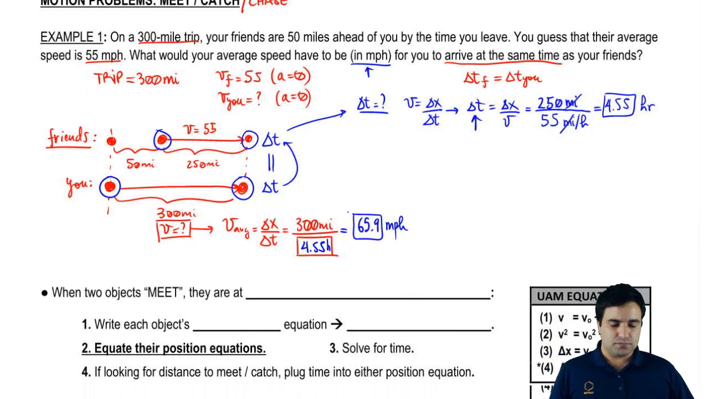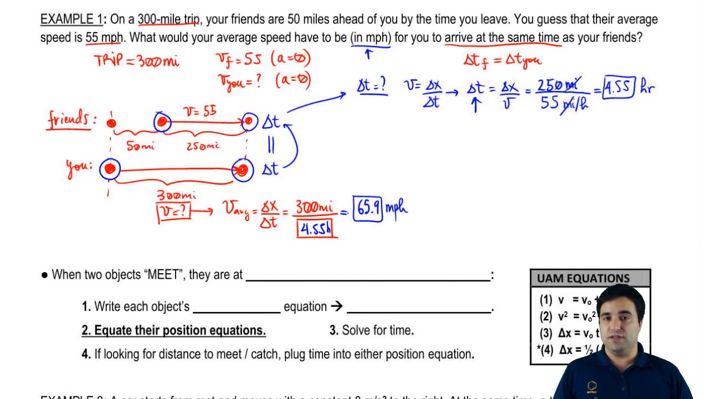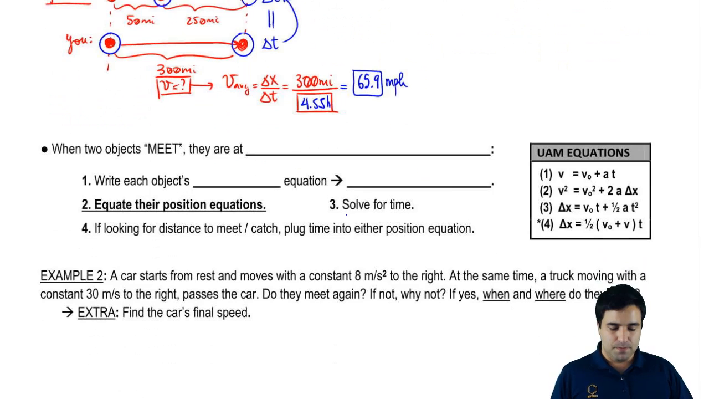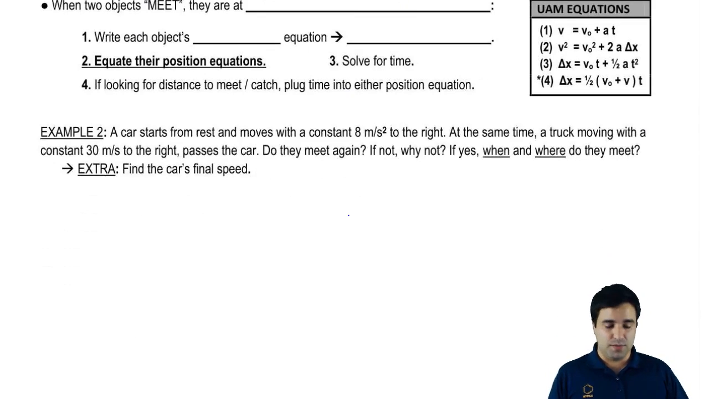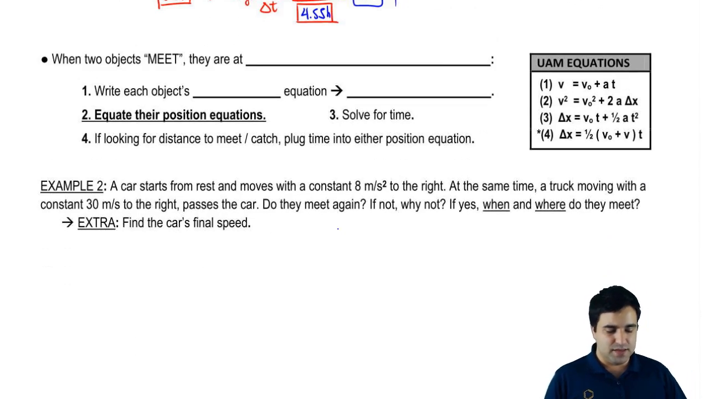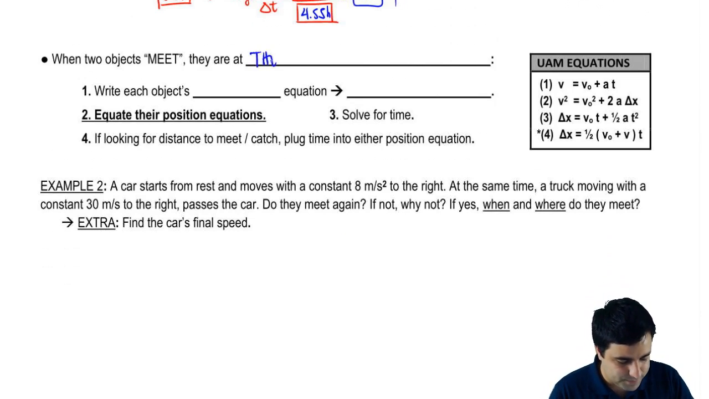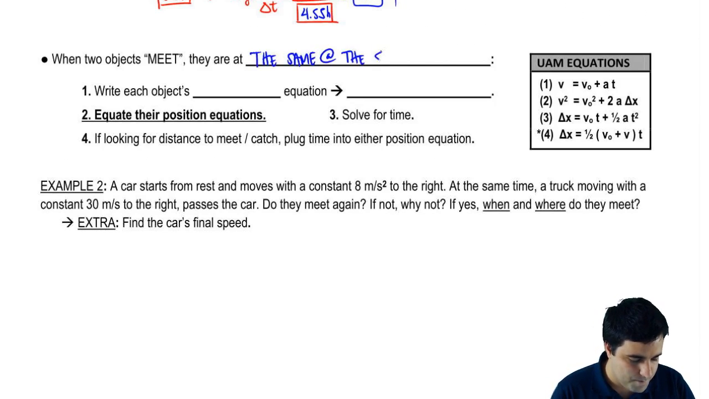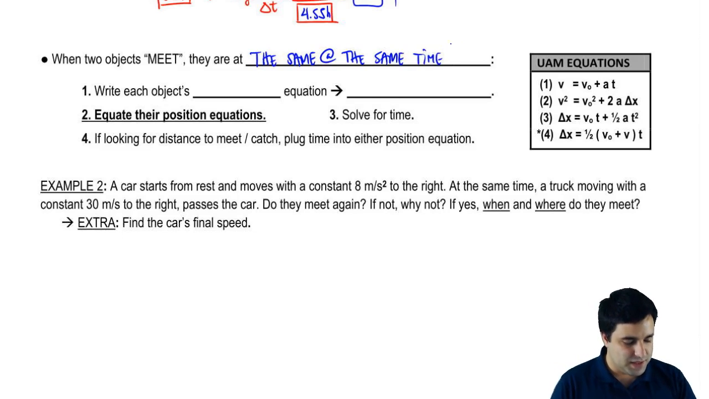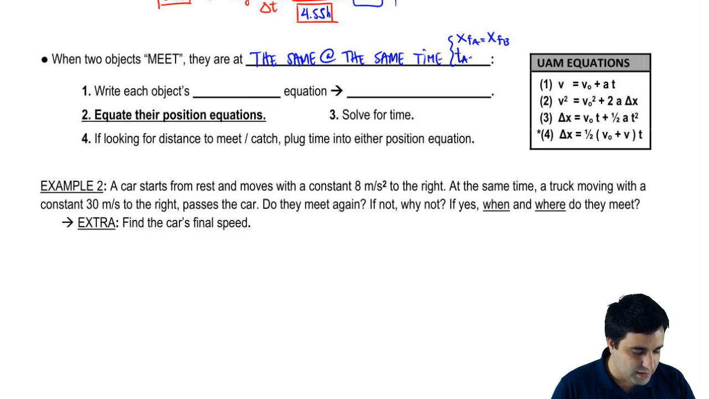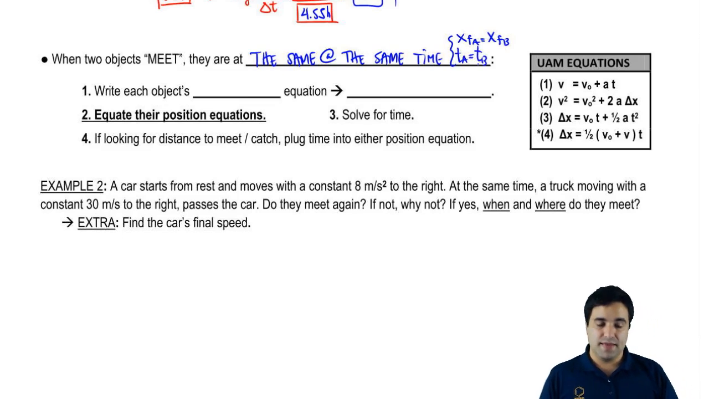That's a very simple one that we could have solved without me giving you any more details about this new type of problem. But let's get into that now, because we're going to have some more complicated stuff. When two objects meet, the basic idea is that they are at the same place at the same time. That's pretty obvious, but more specifically, this means that the x final of A is the same as x final of B, and the time of A is the same as the time of B. They have the same time.